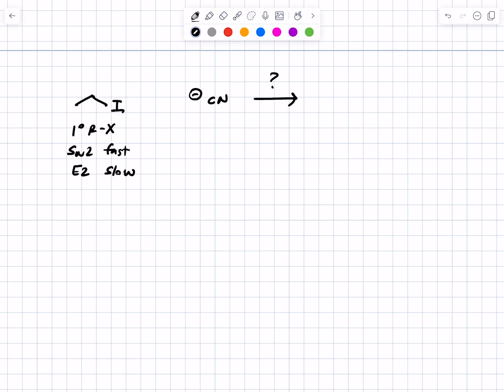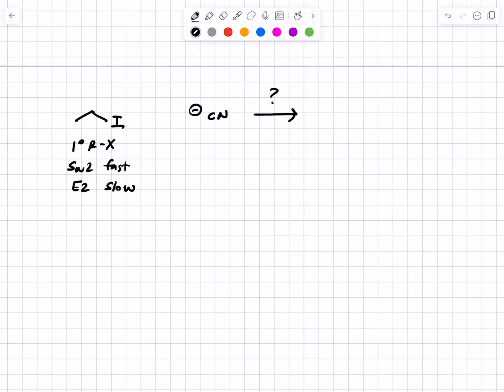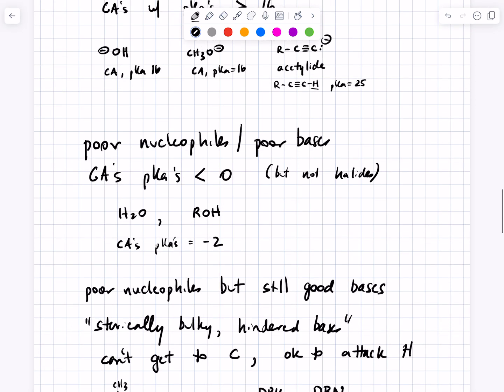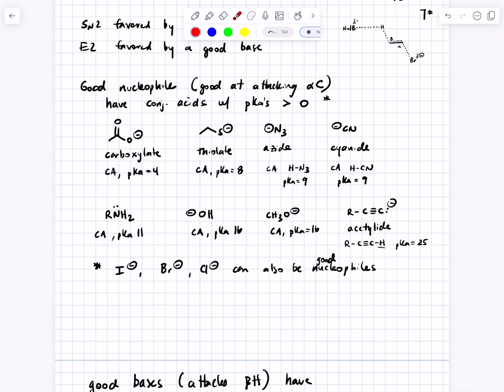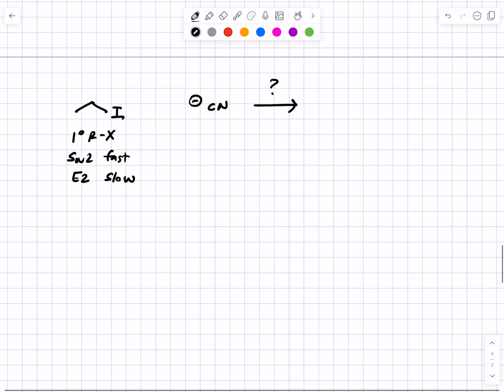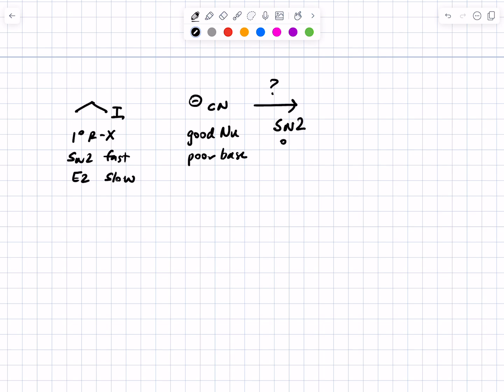Second, let's look at CN-. What kind of a nucleophile/base is this? Let's scroll up to where we were. It's going to check the box for good nucleophile, but how about for good base? No, the conjugate acid's pKa is too low to be a good base. So this is going to be in our category of things that are good nucleophiles, but poor bases. That combination, that it's a primary alkyl halide and a good nucleophile that's a poor base, is going to allow us to say SN2 only and no E2. So you would simply do the substitution reaction here, and you would draw that as the SN2 product.